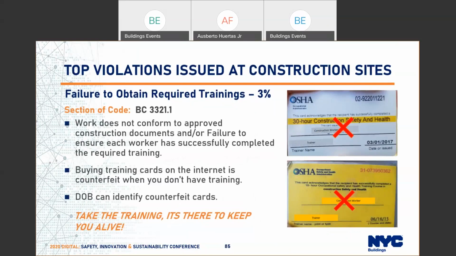Construction can be an inherently hazardous job. However, the risks can be minimized and eliminated when workers are appropriately trained. Violations for failure to obtain required training are usually issued when there is a failure to ensure each worker has successfully completed the required training, when workers buy training cards on the internet that are counterfeit because they didn't receive the proper training, DOB can identify those counterfeit cards, and when workers are not trained on the machinery and equipment that they will be using.